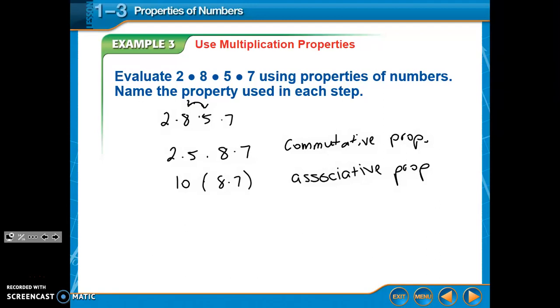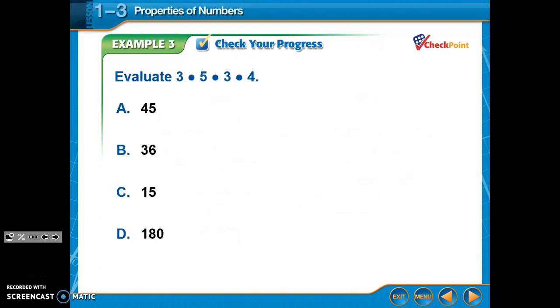Okay, so 8 times 7, and then times 10. So I get 10 times 56, so I get 560. And then this would be, I guess, technically substitution. Okay, you guys do this one.